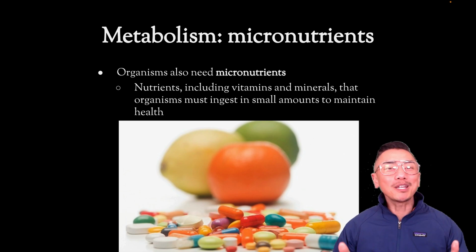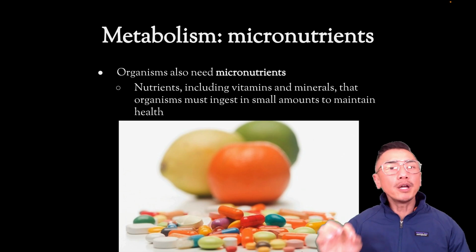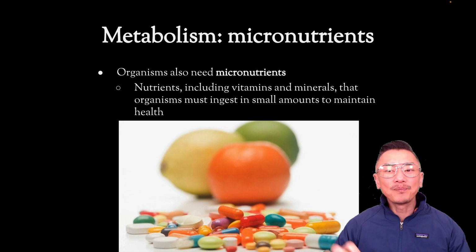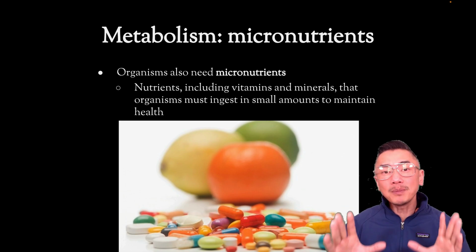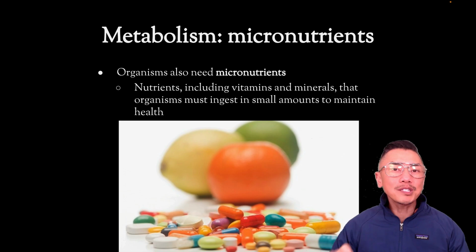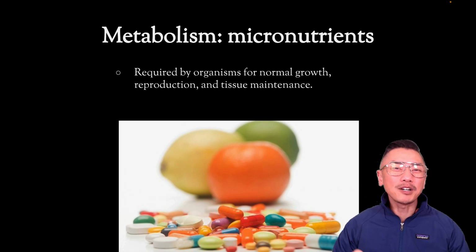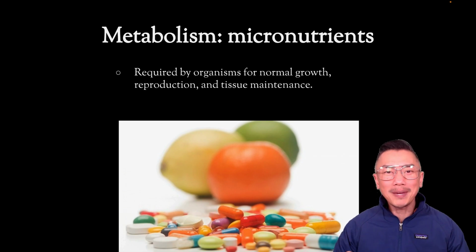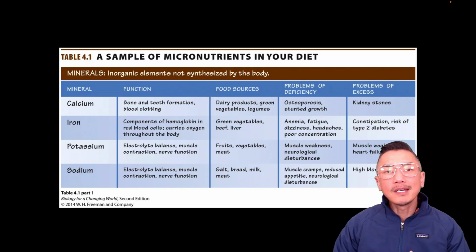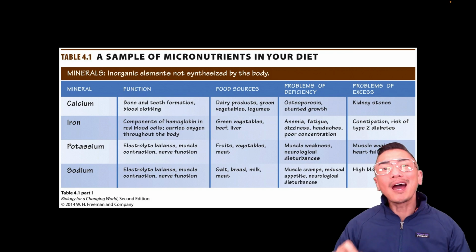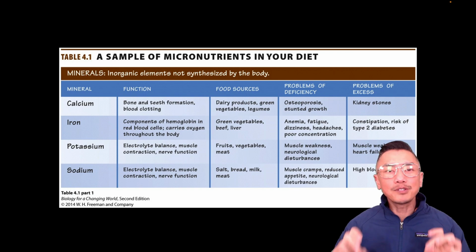Before we continue talking about enzymes, let's talk about one more nutrient our bodies need. These are micronutrients. Micronutrients are nutrients, namely vitamins and minerals, that organisms must ingest in small amounts to maintain health. Micronutrients are required by organisms for normal growth, reproduction, and tissue maintenance. Examples of micronutrients include calcium, iron, potassium, and sodium.